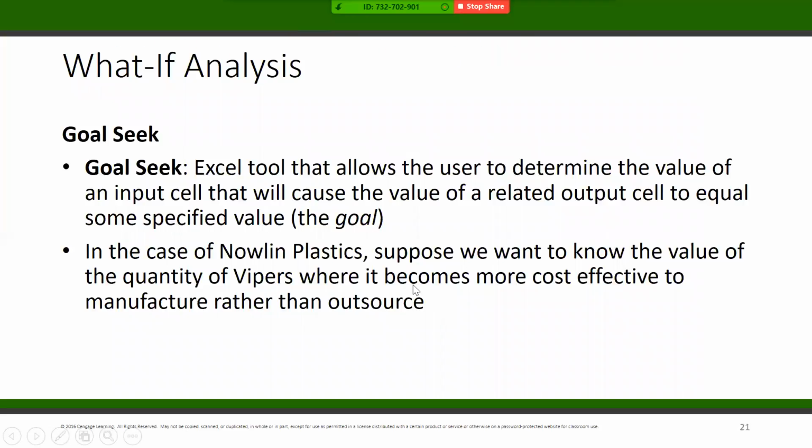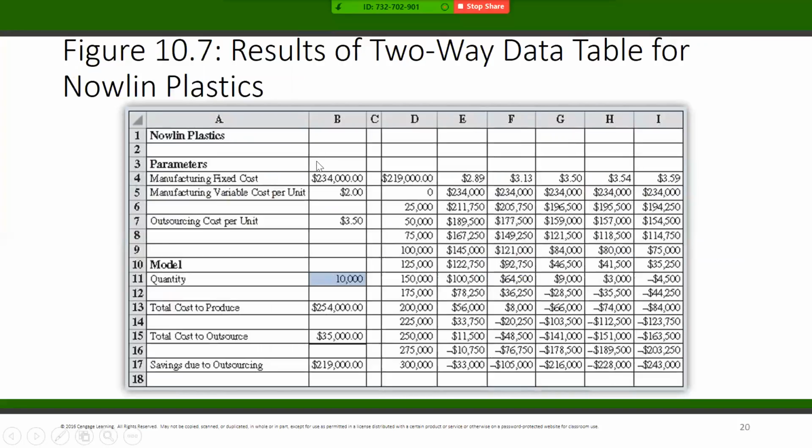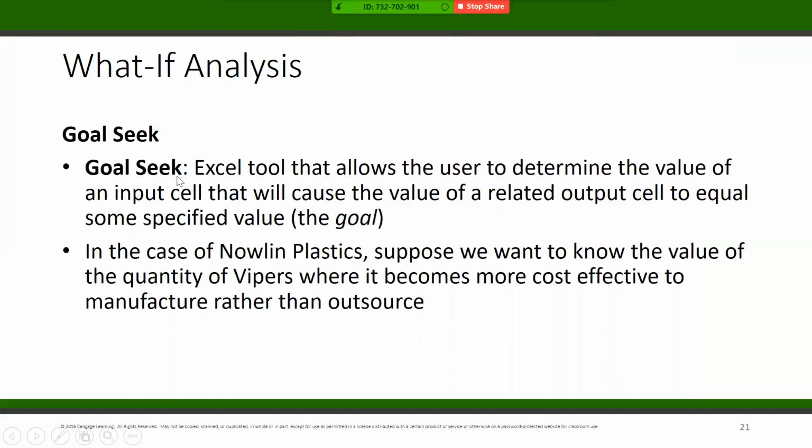So let's say here, for example, we see from the table in Figure 10.7 that for a bid price of $350, which you have here, and some quantity between 150,000 and 175,000 units, the savings due to outsourcing goes from positive to negative. Now, somewhere in this range, the savings due to outsourcing is 0, and that's where Nolan needs to be indifferent between manufacturing and outsourcing. So that's where that split is. Which one do we do? Go up or down? And so that's what we're going to be using goal seek for, figuring out what that exact point is where it becomes more cost effective.